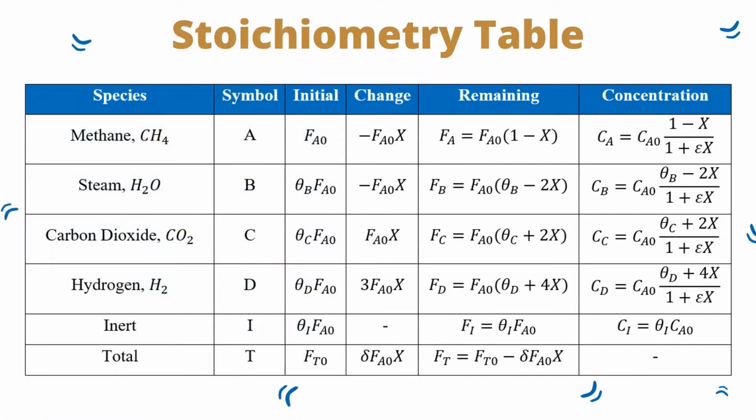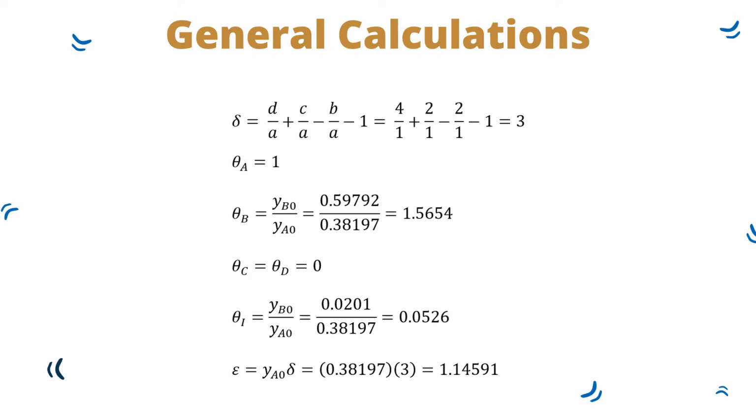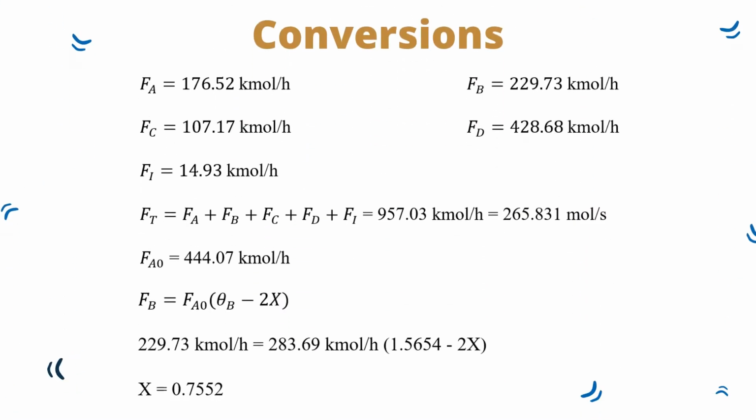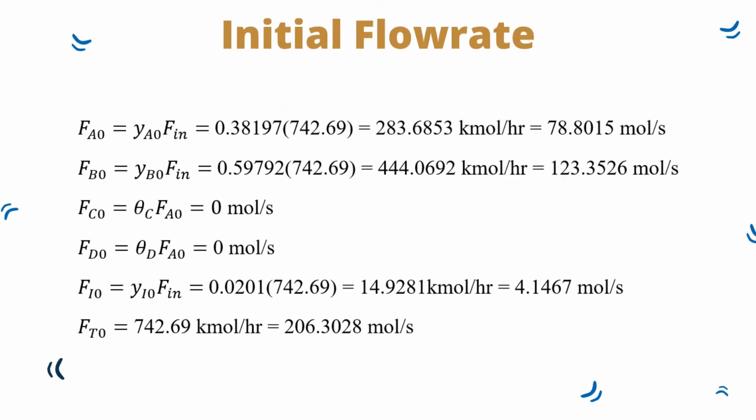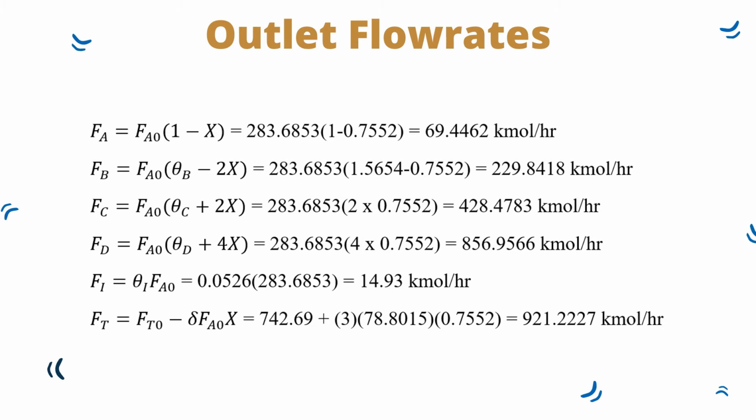Here is the stoichiometry table for the overall reaction, including the species of methane, steam, carbon dioxide, and hydrogen. Here are the general calculations, which include delta and epsilon, the gas expansion factor. Here is the conversion for the reaction, which we calculated to be 0.7552. Here are the initial flow rate for each species and the total initial flow rate before entering the PBR. And here are the outlet flow rate out of the PBR for each species and the total outlet flow rate.